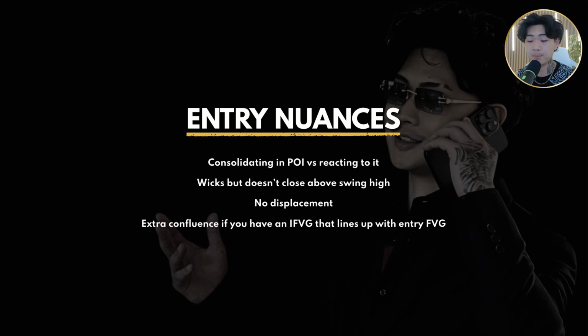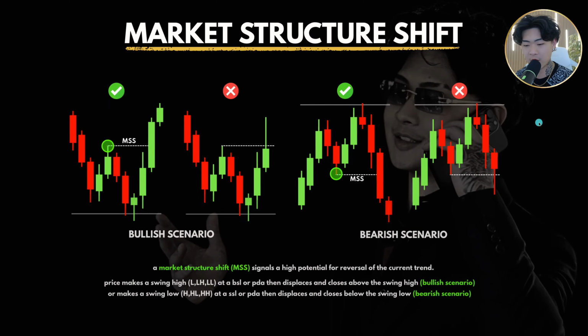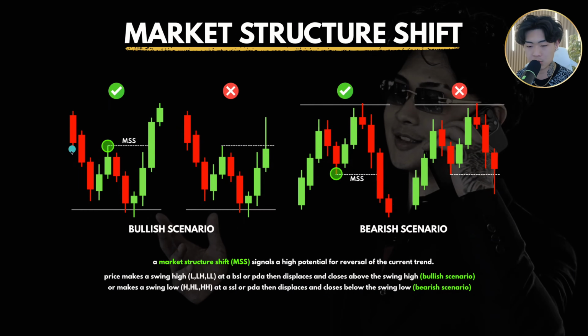The second thing, no displacement. We talked about that in the price action lesson on basic market structure. If there's no displacement, there is no market structure shift. And there is also an extra confluence. If you have an IFEG that lines up with your entry fair value gap, we'll go over what that means when we hop on the charts and go over the example. And just as a refresher, if you do not remember the market structure shift, go ahead and take a screenshot of this, study it. This is the technical definition for a market structure shift.